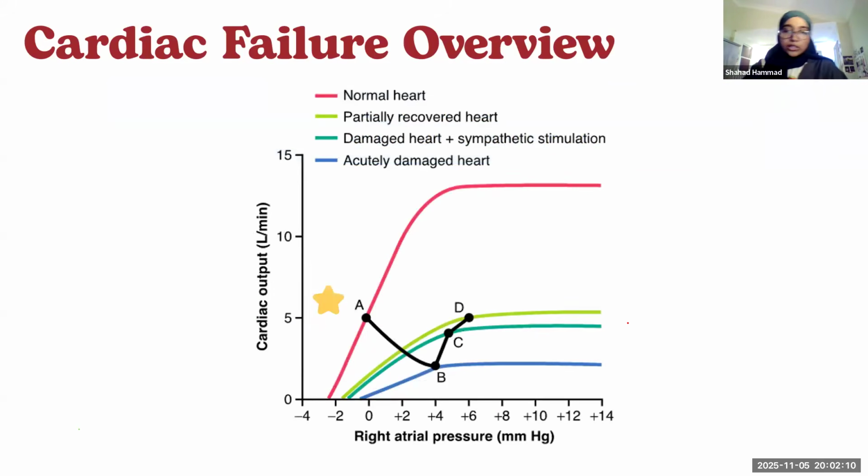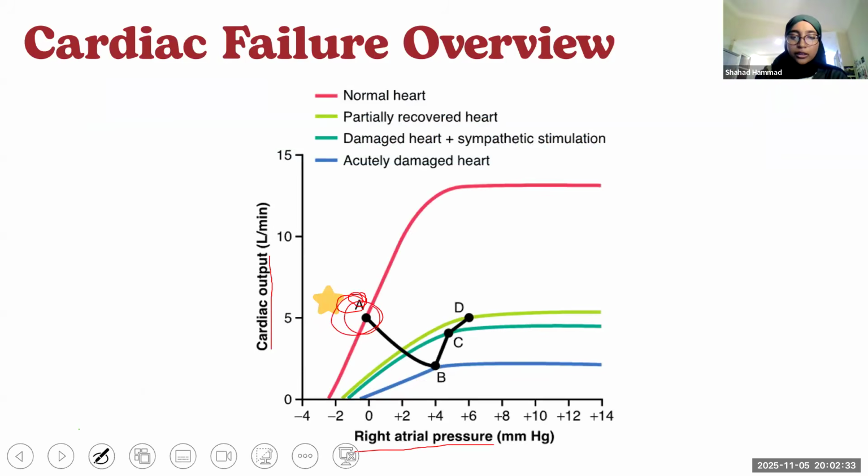Now, here's our next important graph here. My pen died, so I'm going to be using my mouse, so excuse me if the illustrations are not good. But essentially here, we're going to start with point A, okay? What I want you guys to focus on here is, again, the right atrial pressure and the cardiac output. What happens here is at point A, we have the right atrial pressure at 0 and the cardiac output at 5. Okay, this is in a normal situation.